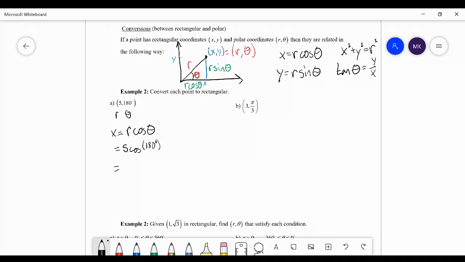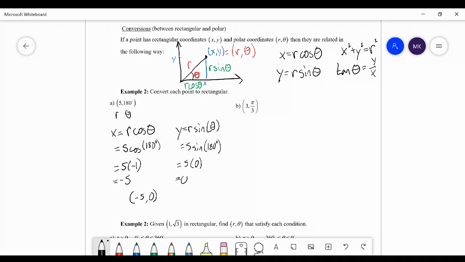Cosine of 180 degrees is -1, so this is just 5 times -1, which is -5. Now our y value, our r sine theta, which in this problem is 5 sine of 180 degrees. Sine of 180 degrees is 0, so we get y is 0. So if we're dealing with the polar point 5, 180 degrees, the rectangular equivalent is the point -5, 0.